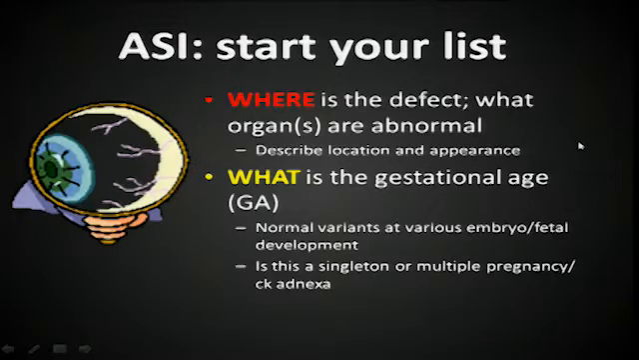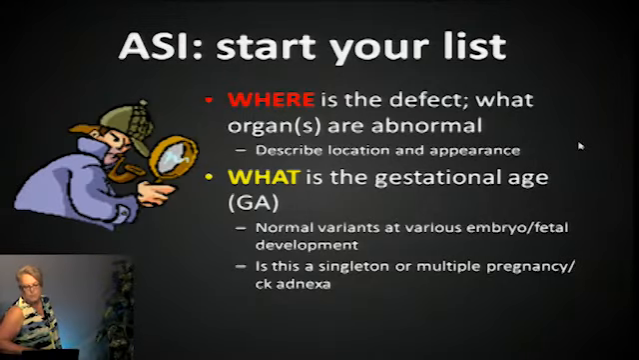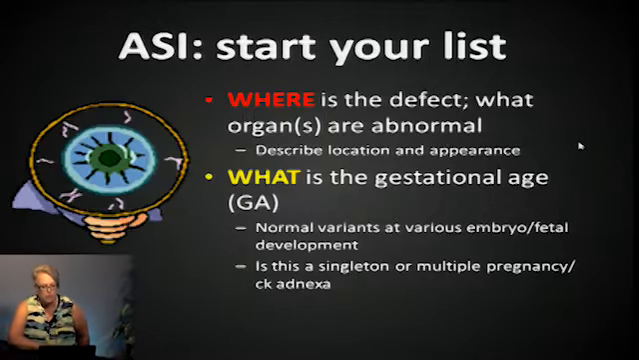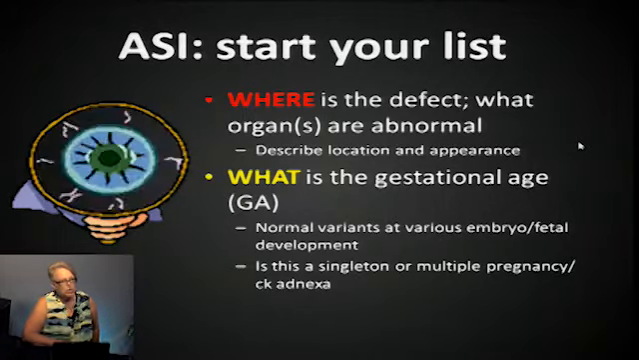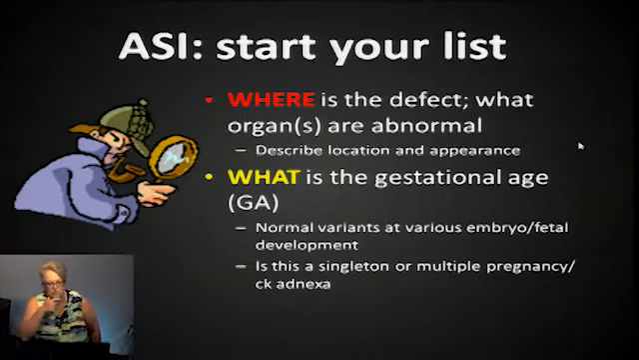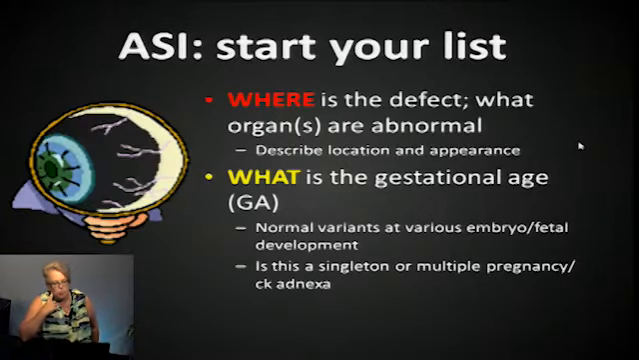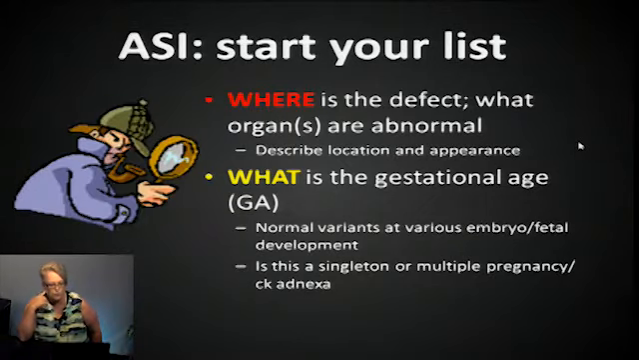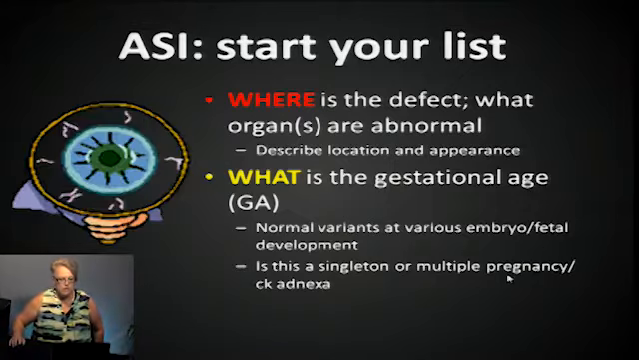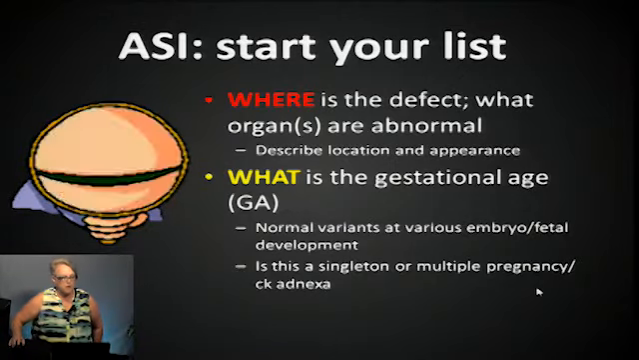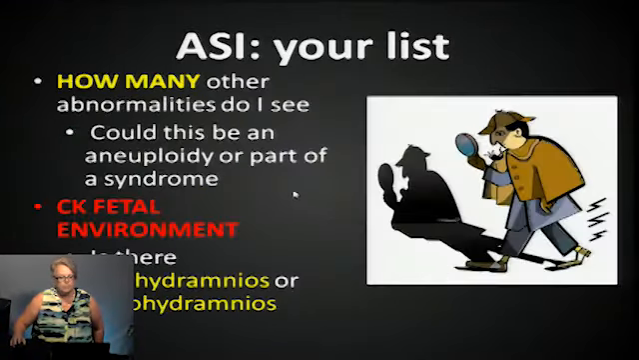Where is the defect? What organs are abnormal? Describe the location and appearance. What is the gestational age? Because some of these defects can be gestational age dependent. There can be some normal variants, especially in the first trimester with the embryo. And then is it a singleton or multiple gestation? And just start your list. You have your questions. You want to answer those questions before you go and present to your physician.